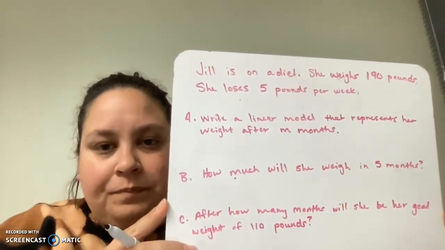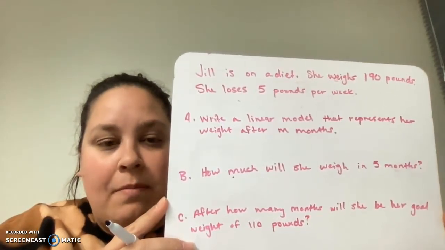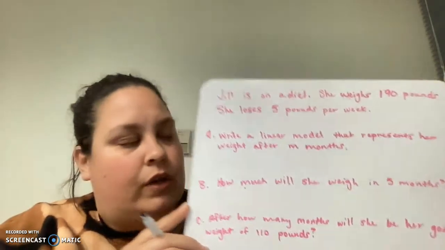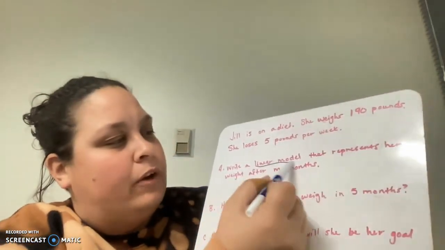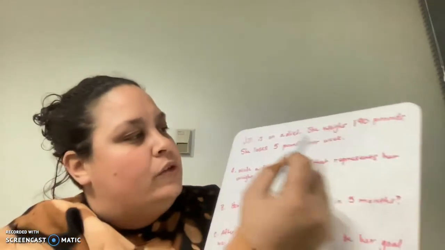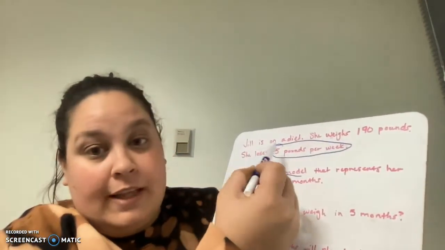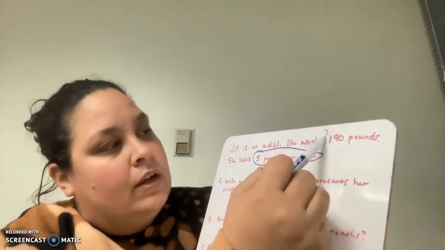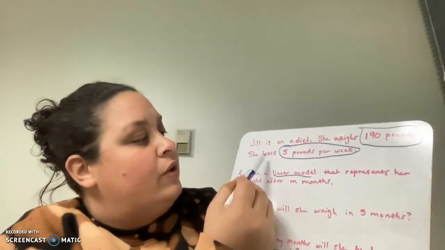So here we go. Write a linear model that represents weight after m months. So again, that's just telling us to write an equation. It says fancy words like linear model, but it just means equation. So again, I have 5 pounds per week, so that's my changing amount. And I have my 190 pounds, which is my starting weight. Although notice this time it's losing weight, right?